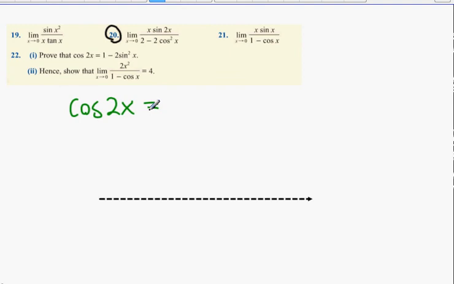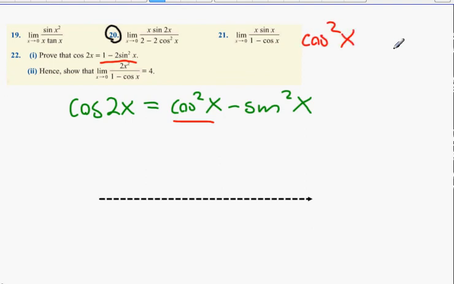What's the formula for cos 2x in your tables? Is it cos squared x minus sine squared x? I think it is. Okay, that's in your tables. Now, I compare this to this here. I have no cos, so I need to replace cos squared x with something. I'm going to do what I did in the last question. Cos squared x equals 1 minus sine squared x. Replace it with 1 minus sine squared x.